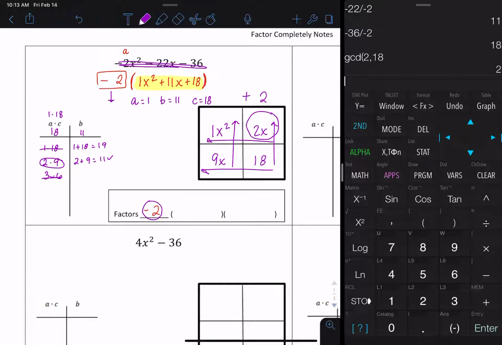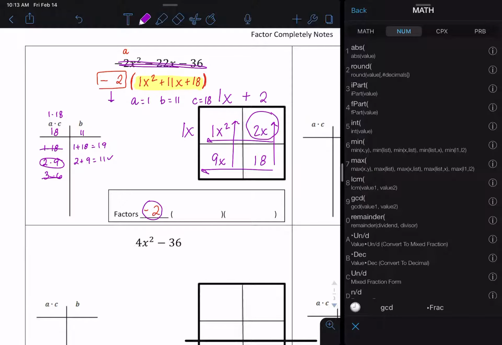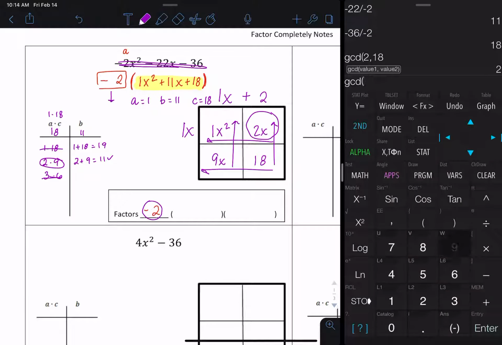The GCD of 1 and anything is just 1. So I have a 1 and an X there. When I GCD across, the GCD of 2x and 1x is 1x. The GCD of 9 and 18. So math, GCD, 9, 18 is 9. So this one's a 9. Because this box is positive, I need a plus. So my answer, -2 is my first factor because that was my GCD I took out originally. The other factors are a 1x plus 2 and a 1x plus 9.